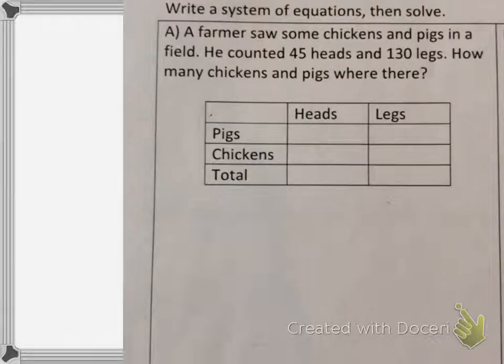So a farmer saw some chickens and pigs in a field. He counted 45 heads and 130 legs. How many chickens and pigs were there? Well, you guys, we're going to fill out this table. I think that when we're doing systems of equations and we're doing word problems, a table helps us organize our data. So let's just talk about what we're looking at here.